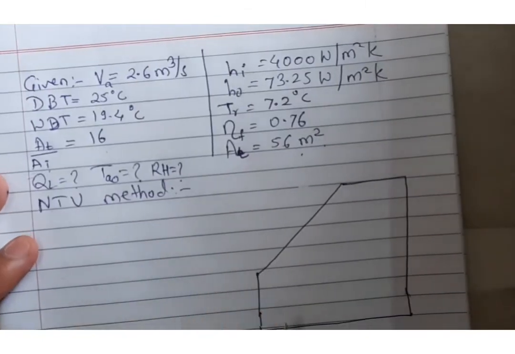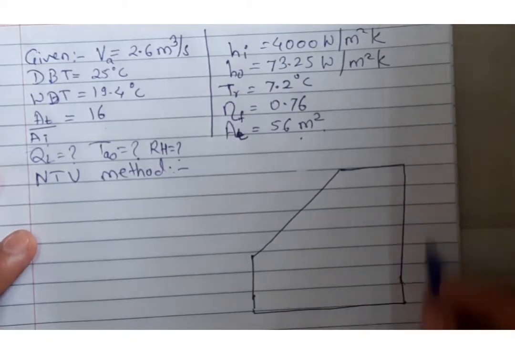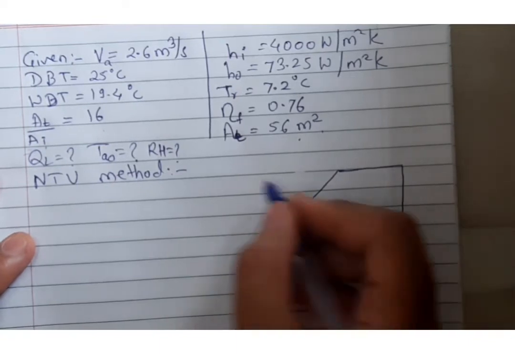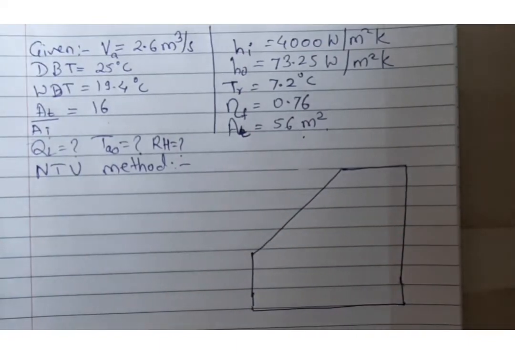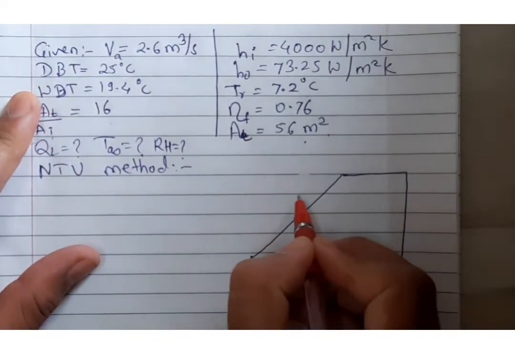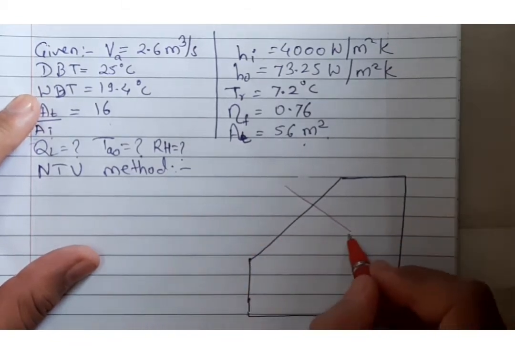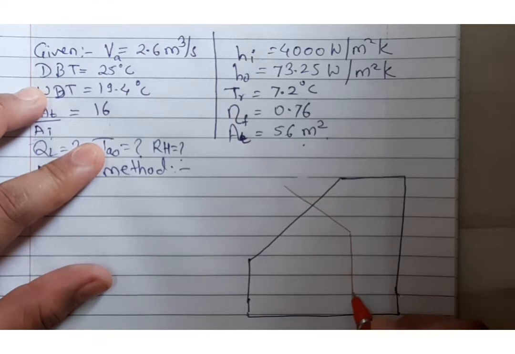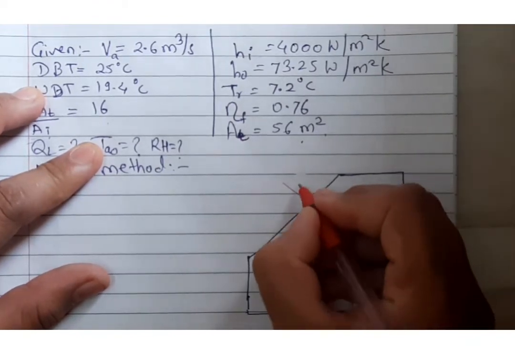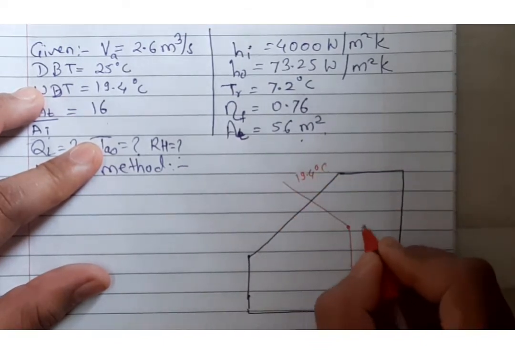So let's draw this system first on the psychrometric chart. I'm not using the actual psychrometric chart, instead I'm using a simple schematic for that. I'll tell you the method. As WBT and DBT are known to us, we can find the initial condition. So from here you will get the WBT, okay, and here you will get the DBT. So this is 25 degrees Celsius and this is 19.4 degrees Celsius. So wherever it will intersect, that will be your initial point.